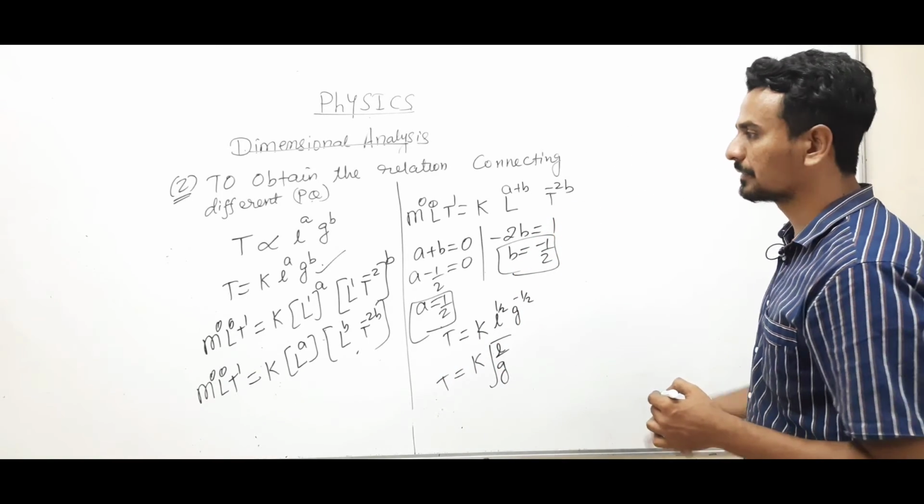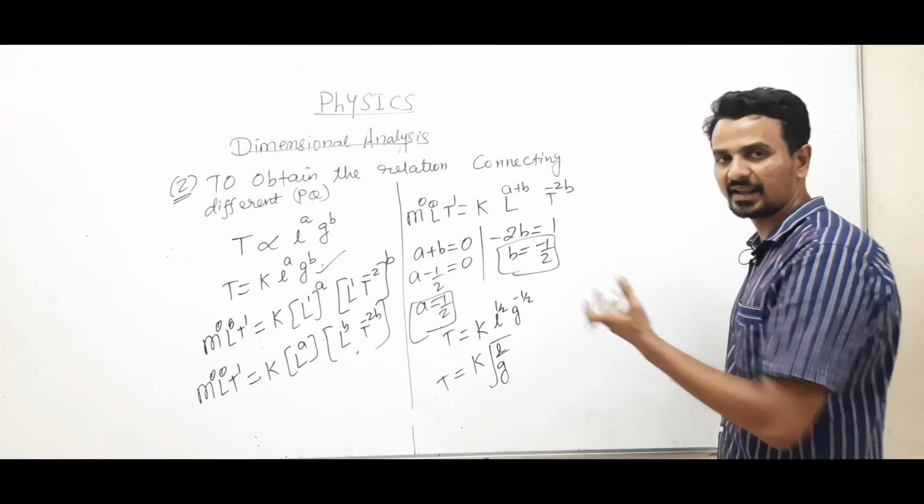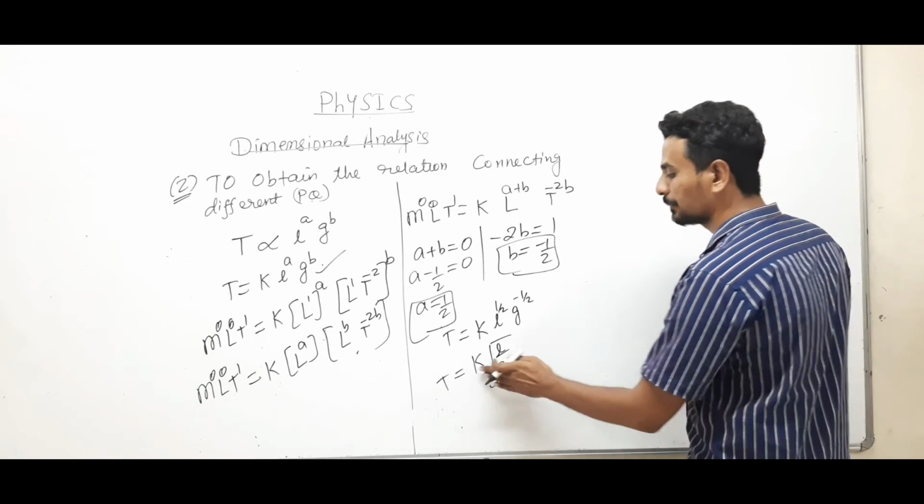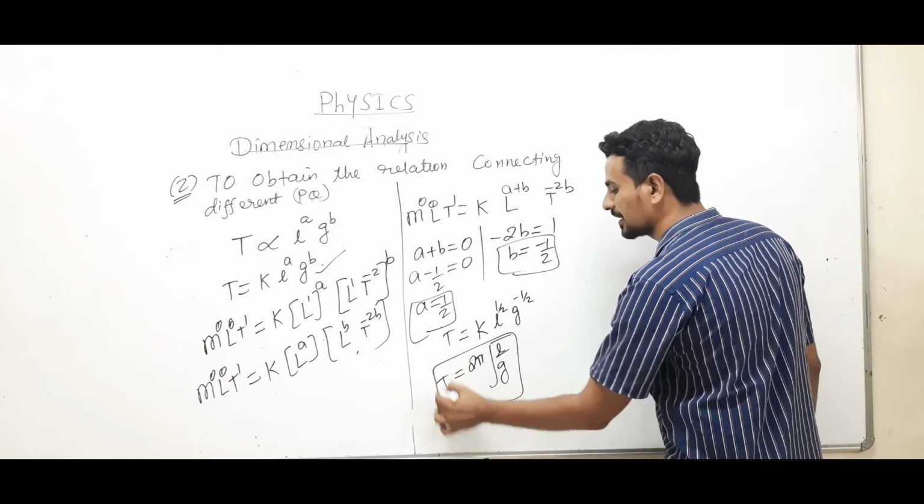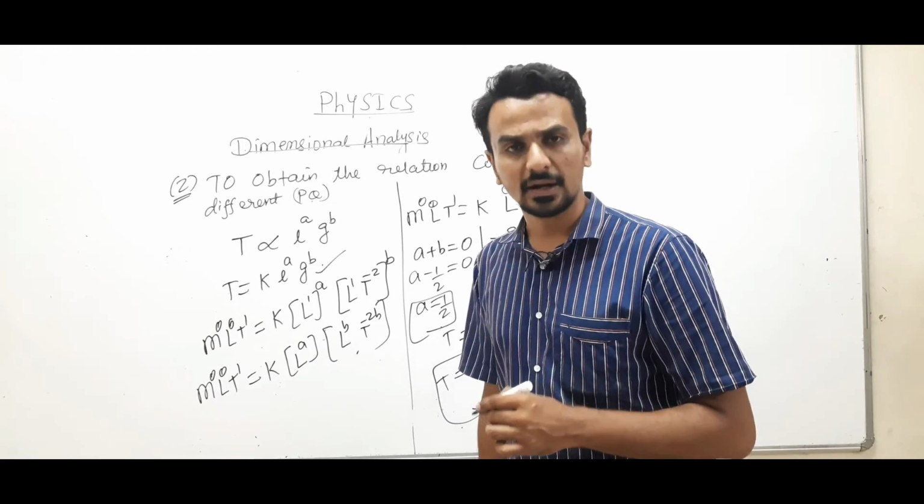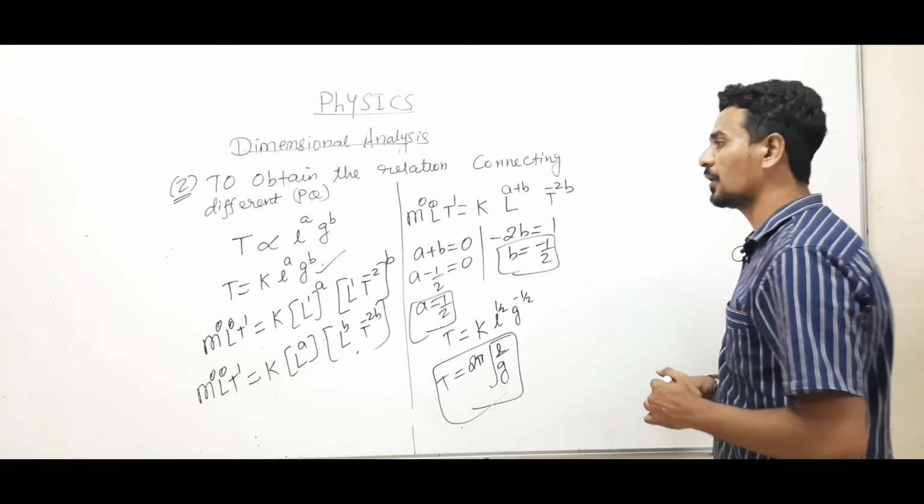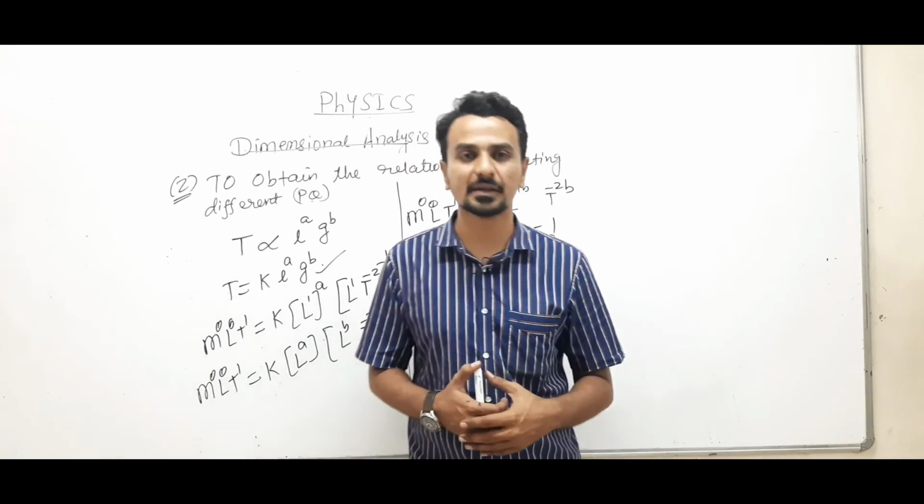Clear? Now in the question, if it has been said that the constant is 2 pi, this will already be given to you in the question. So then place 2 pi over here. So this is the relation between time period, length and acceleration due to gravity. Clear? So this is how, with the help of dimensional formula, we can obtain the relation between different physical quantities.